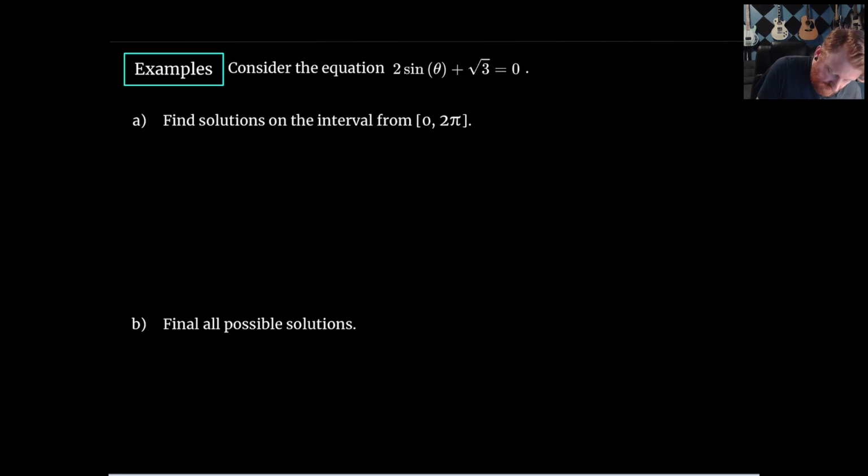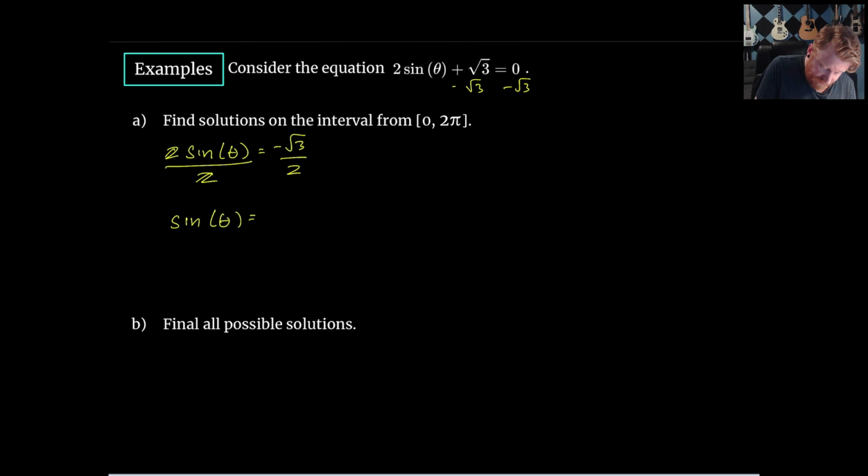So if I rewrite this, or maybe the first thing I'll do is just write it over here. Let me subtract the square root of 3 from both sides. So I'll get 2 sine of theta is equal to negative square root of 3. And then next we'll go ahead and divide both sides by 2, so that we get sine of theta is equal to the negative square root of 3 over 2. Okay, that is a common ratio that we should be able to use here.